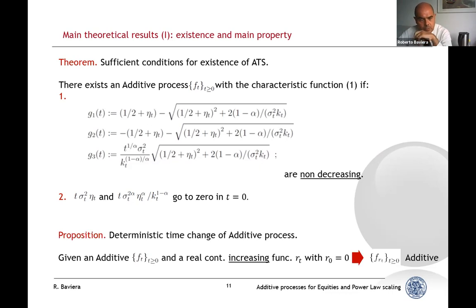It's useful to give a rule to build additive process from additive process. And a very simple way to build additive process is that given an additive process Ft and a real continuous increasing function Rt, with R0 equal to zero, F of Rt is still additive. And this plays a crucial role exactly in what we have said previously in order to match the term structure of volatility within our model.